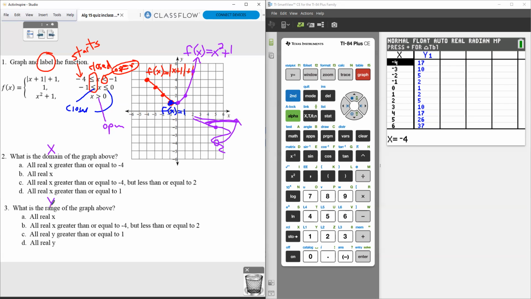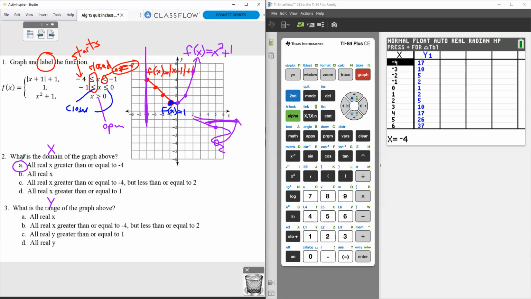Now, because of what we did in a previous chapter, you might be thinking it's all real x. It's not all real x. Our x values start on our graph right here at -4. Do they keep on going over to the right? Yes, they do. So we want everything from -4 on up. So it's going to be choice A, because we want all the numbers that are bigger than or equal to -4, because it keeps on going over to the right.